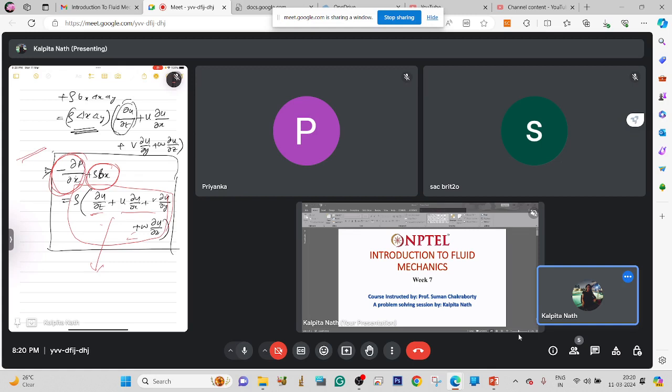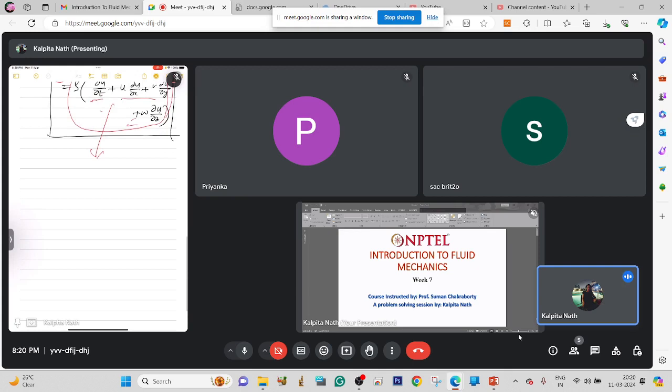Now let's suppose I give you an example like this: the velocity vector v is equal to ax i cap and ay j cap, and g, that is the acceleration due to gravity, is along the negative z direction. Then find the difference between two pressure points, that is at x1 y1 and at x2 y2. This is point 1 and this is point 2.